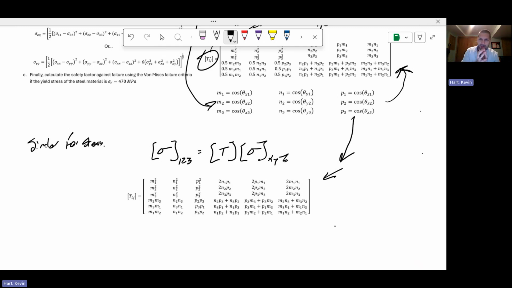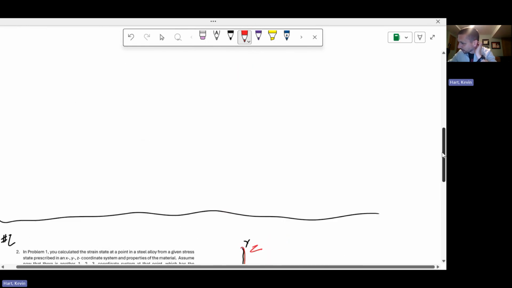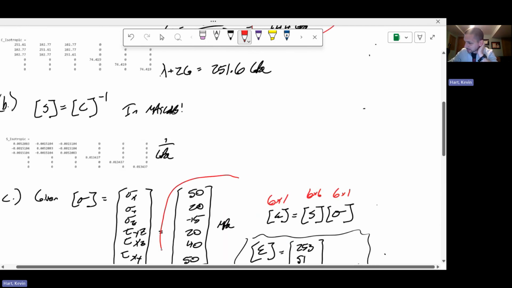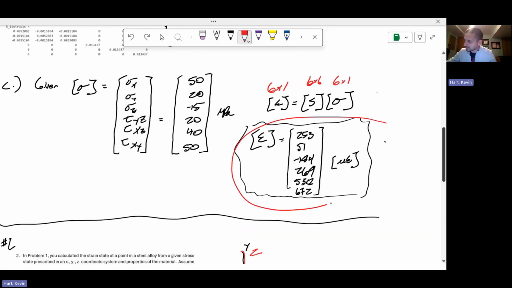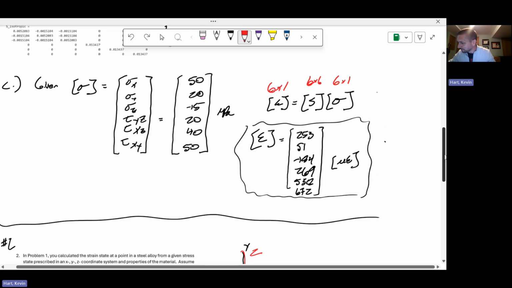So it's very computationally intense. You'd have to write a script in MATLAB or something to do all this, but it can be done. You know stress in the XYZ coordinate system. Again, that's given all the way back up here, in problem 1. You know strain in the XYZ coordinate system. That's here. Again, we calculated it in problem 1.